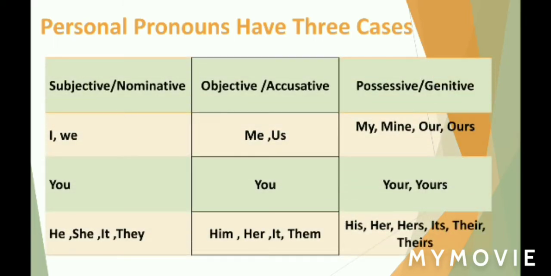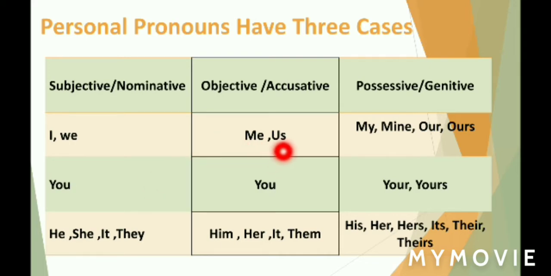Personal pronouns have three cases: subjective or nominative case, then objective or accusative case, third one, possessive or genitive case. All the pronouns that we can use at the subject place are subjective case pronouns. For example, for first person, I and we. For second person, you, and he, she, it, and they for the third person.